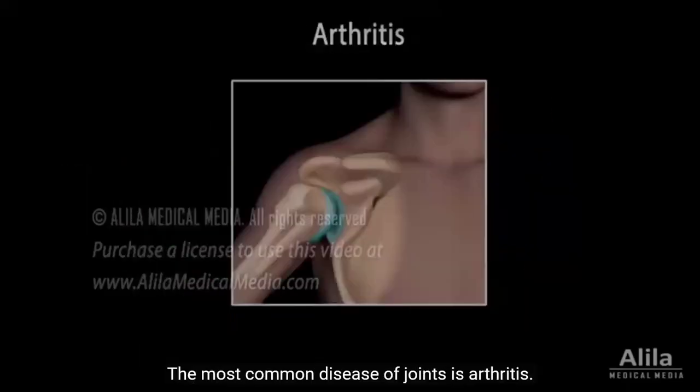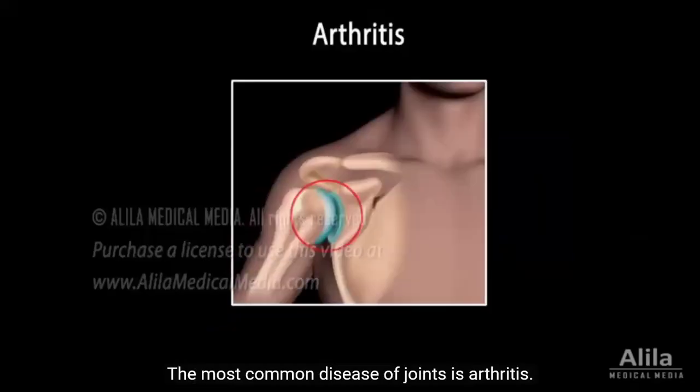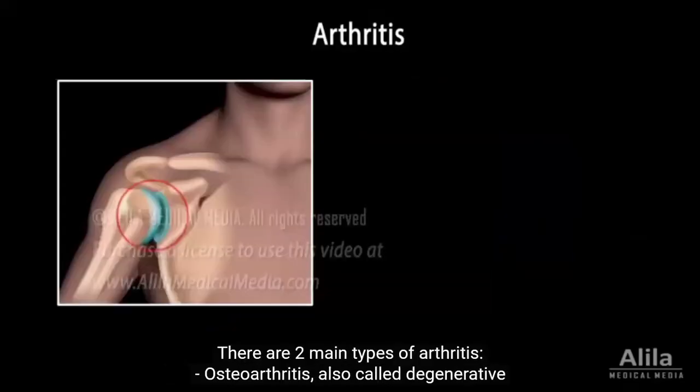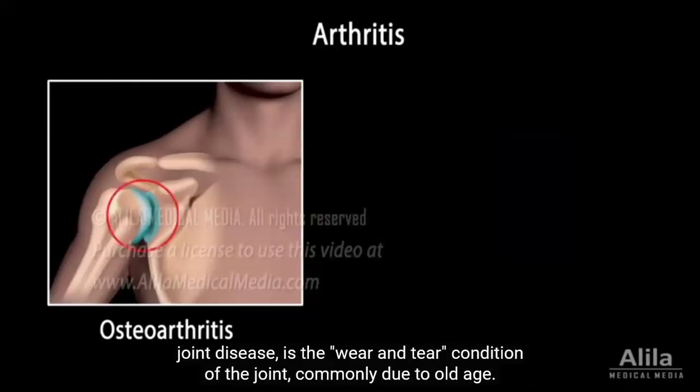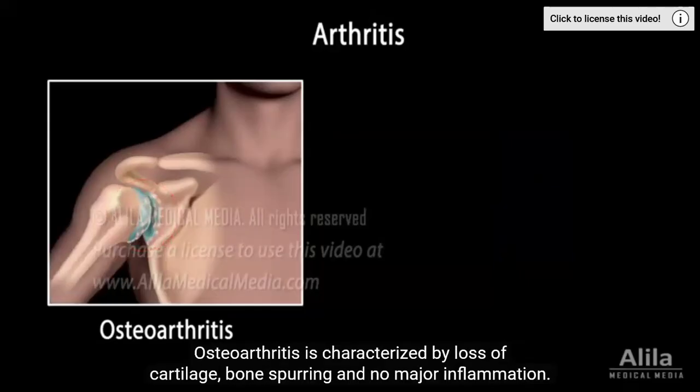The most common disease of joints is arthritis. There are two main types of arthritis: osteoarthritis, also called degenerative joint disease, is the wear and tear condition of the joint, commonly due to old age. Osteoarthritis is characterized by loss of cartilage, bone spurring, and no major inflammation.